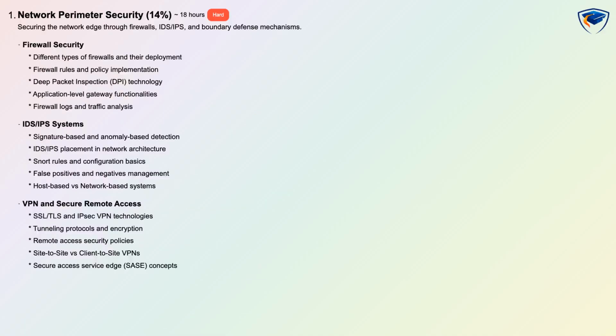Network perimeter security carries 14% of the exam and focuses on securing the network edge through firewalls, IDS and IPS, and boundary defense mechanisms. You will learn different types of firewalls, rule and policy implementation, deep packet inspection and application level gateway features, IDS and IPS placement, Snort basics, and VPN technologies like SSL/TLS and IPsec. This domain is rated hard, expects about 18 hours of study, and is assessed with scenario-based questions.